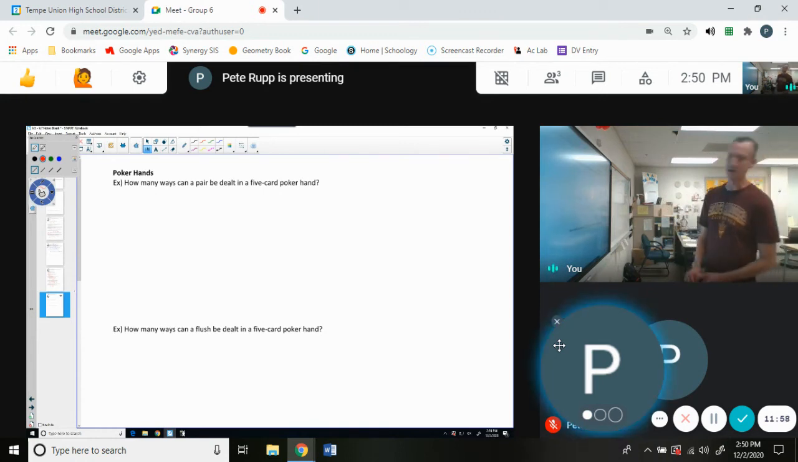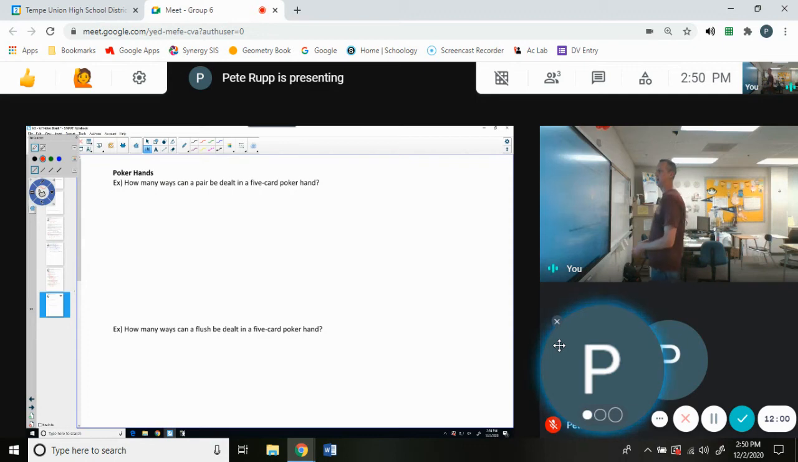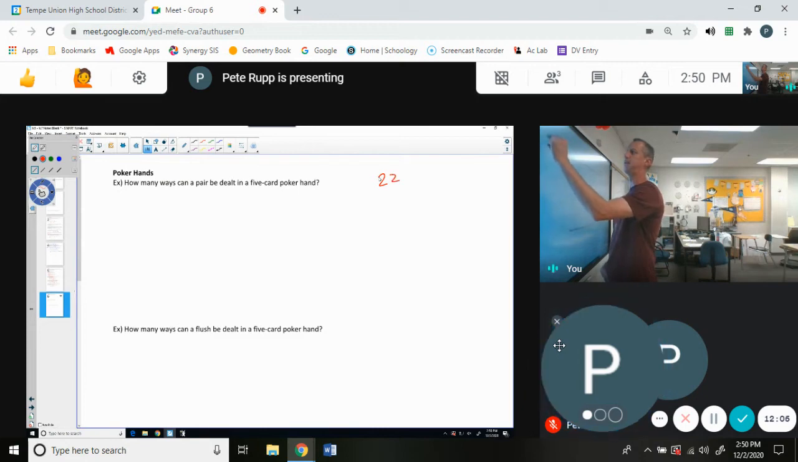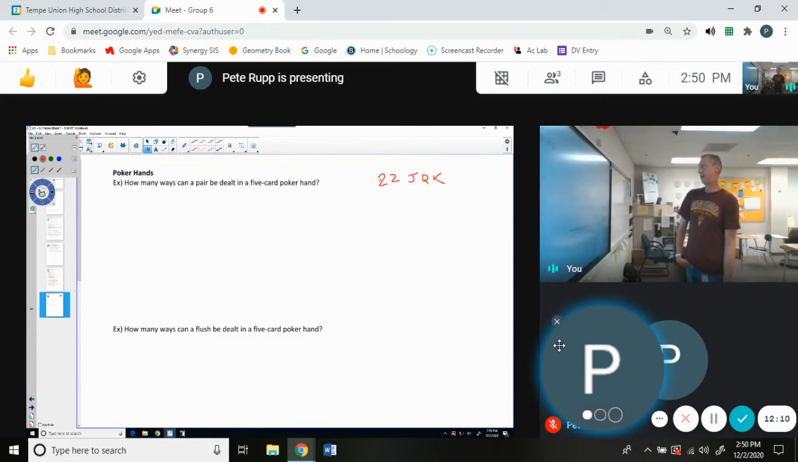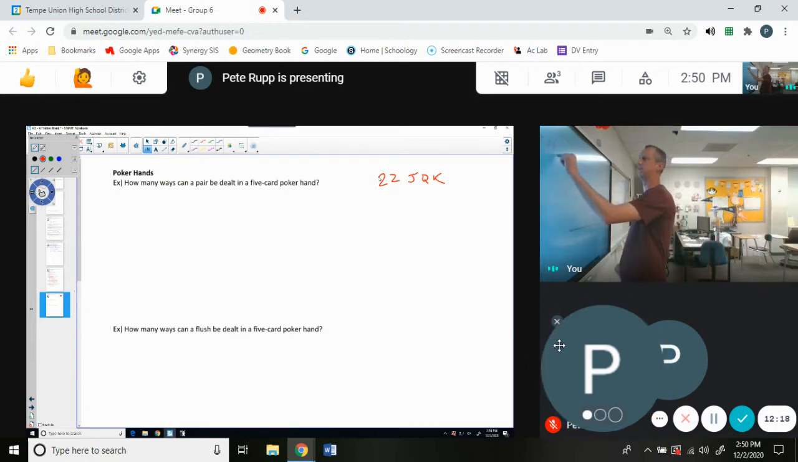So how many ways can a pair be dealt in a 5-card hand of poker? First of all, you need to know what a pair is. Say that I am dealt 2, 2, and then Jack, Queen, King. That right there would be a pair. The 2s could be anything. It could be a pair of 8s, a pair of Jacks, whatever. But the idea is 2 of the cards are the same and 3 of the cards are different.